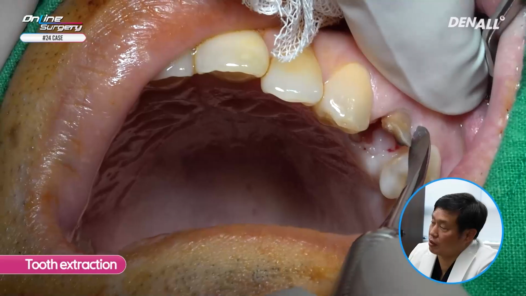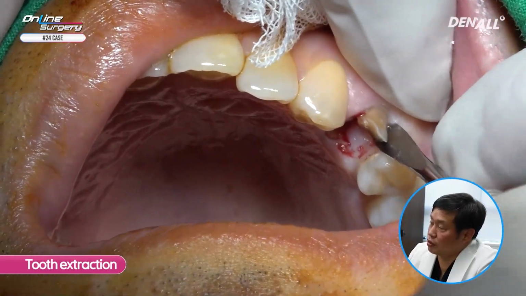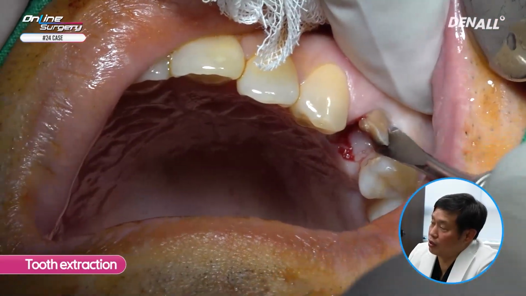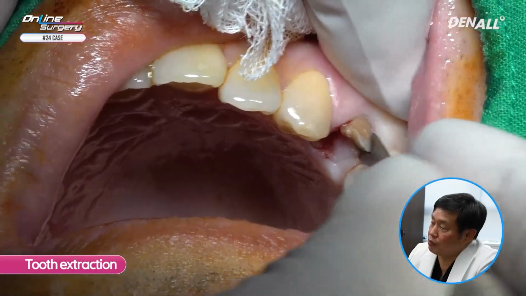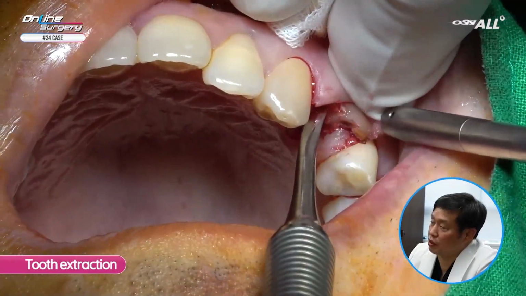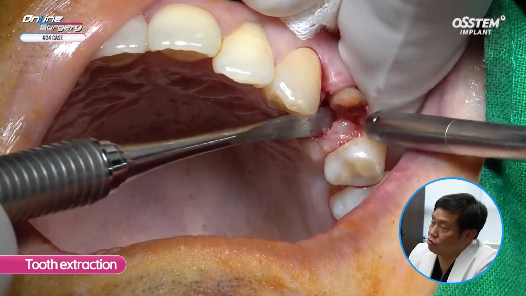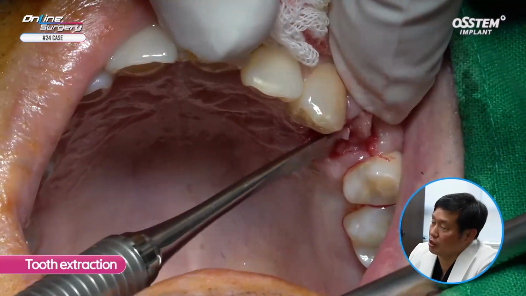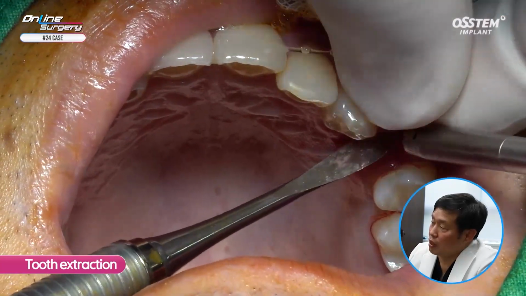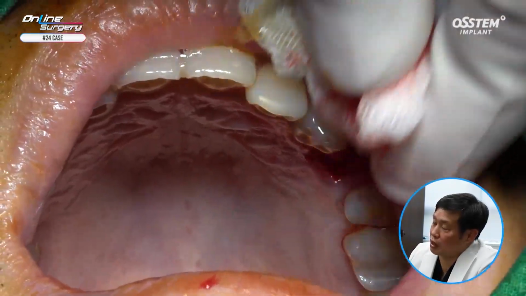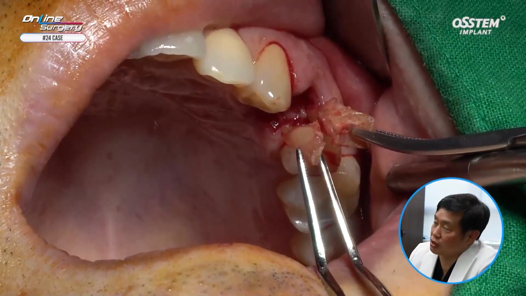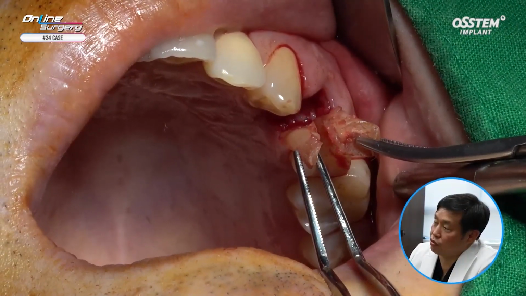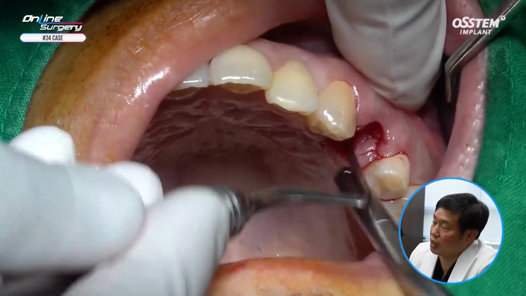In order to remove the root rest, in my case, I use a number 9 mold elevator frequently. The edge is sharp, therefore the root rest can be removed. Because caries was severe, intentionally I did not cut the root. The palatal and buccal roots are separated. The roots have been separated and removed.